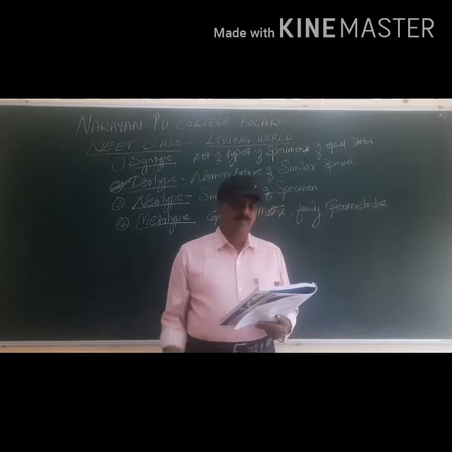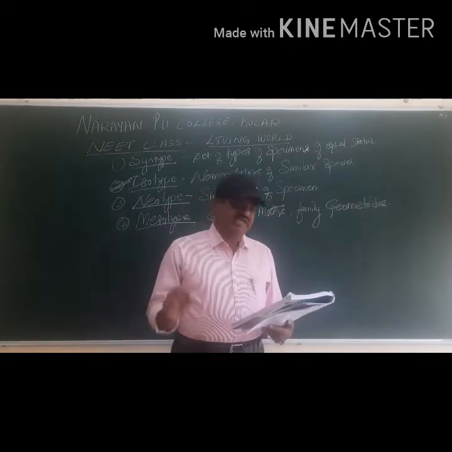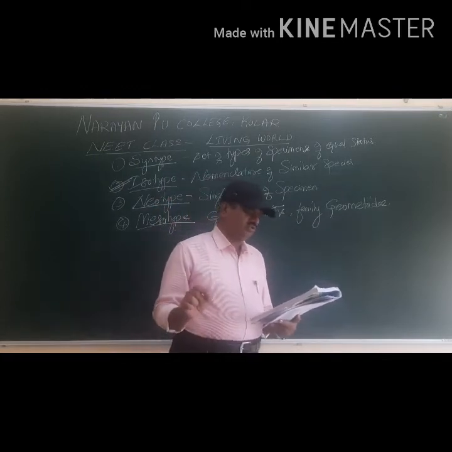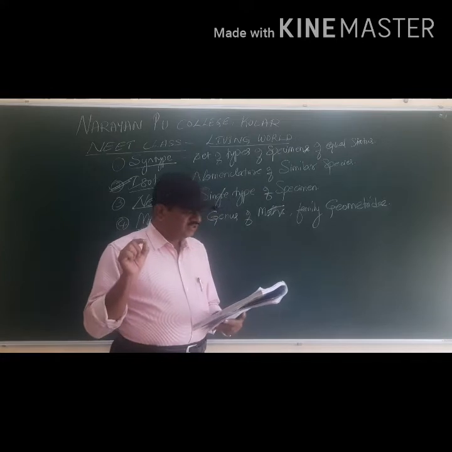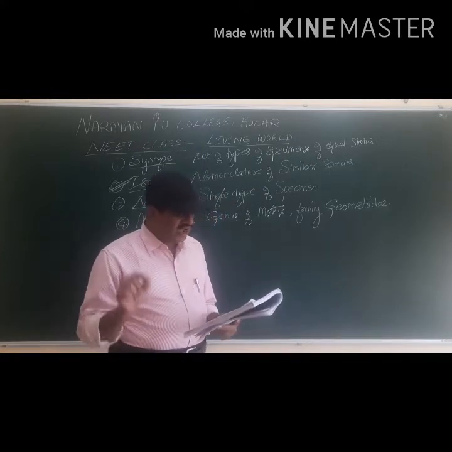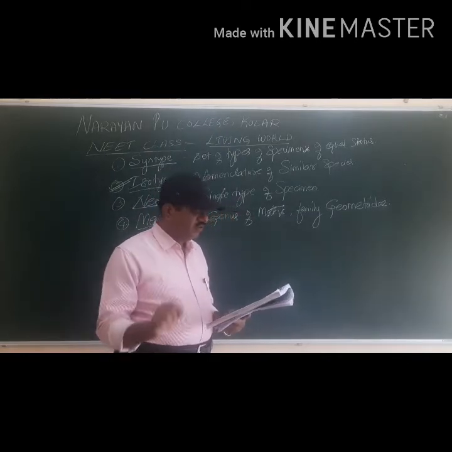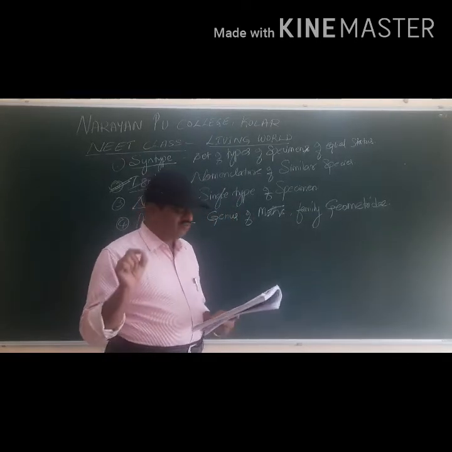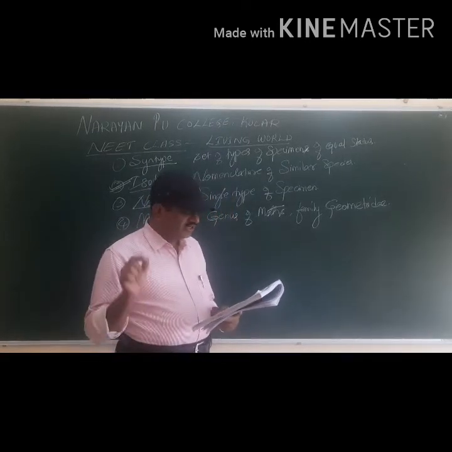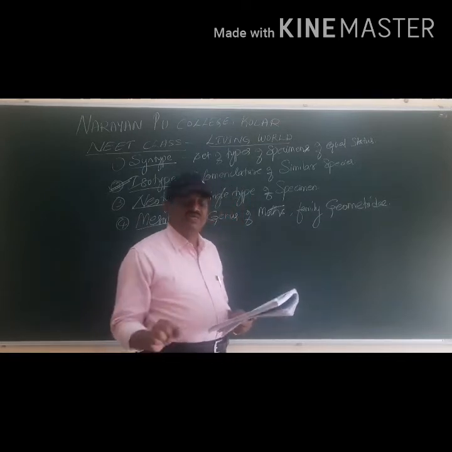So we'll go for the next question. Which taxonomic aid gives a comparative account of complete information of a genus or family at a particular time? Here, complete information of a genus or family at a particular time. The first one is called taxonomic key.